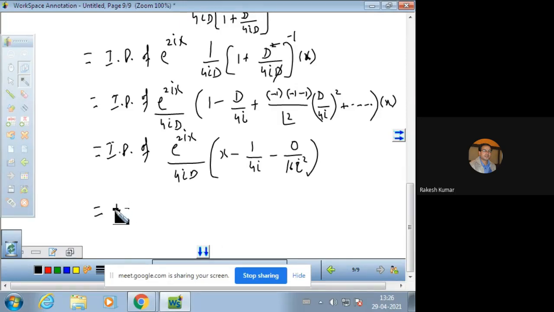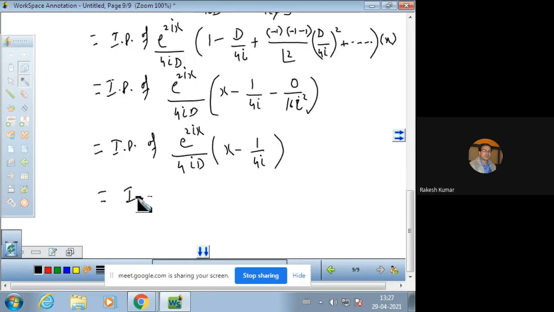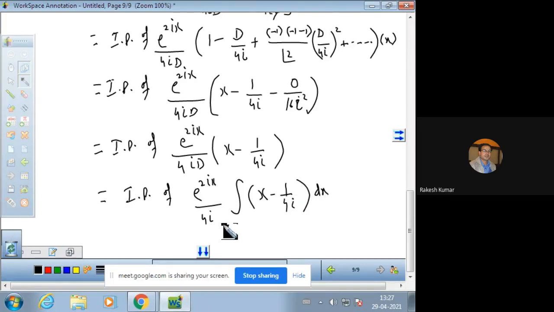Now that is the imaginary part of e raised to power 2 iota x upon 4 iota, d into x minus 1 over 4 iota. Now here you see the imaginary part of e raised to power 2 iota x over 4 iota. Now here is 1 over d, so 1 over d means integral of x minus 1 over 4 iota with respect to x.